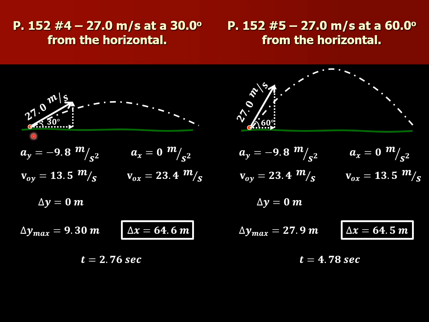So essentially what we're looking at is if the projectile starts and ends at the same height from beginning to end and has the same initial speed, whether it's 27 or whatever, if the angles are complements of each other, they will have the same range.